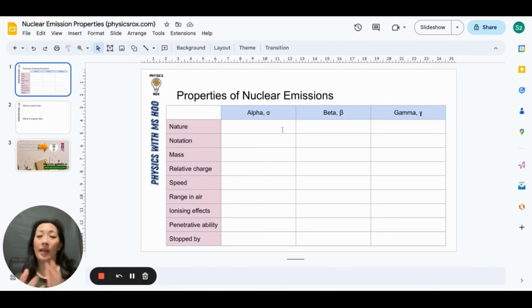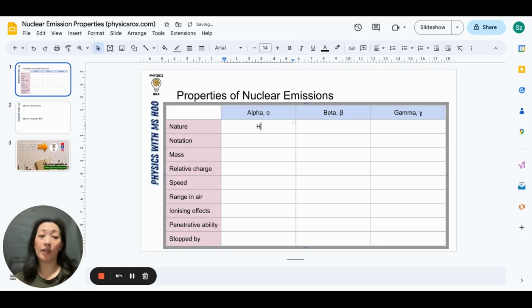When we talk about the nature of the emission, it means what are they similar to? Alpha is essentially a helium nucleus. Beta is a high-speed electron, but when you're asked to write the nature, you don't have to write high speed. You can just say electron. That will also be acceptable. Gamma is a high-frequency electromagnetic wave. It's okay to just write electromagnetic wave because essentially we just want to know what alpha, beta, and gamma are similar to.